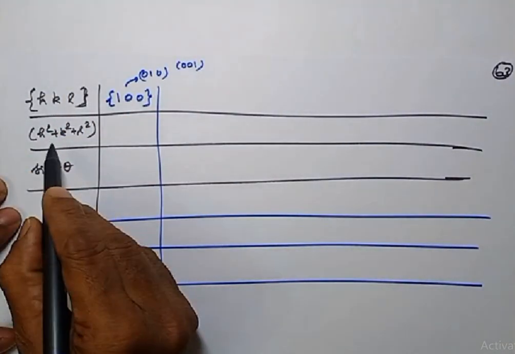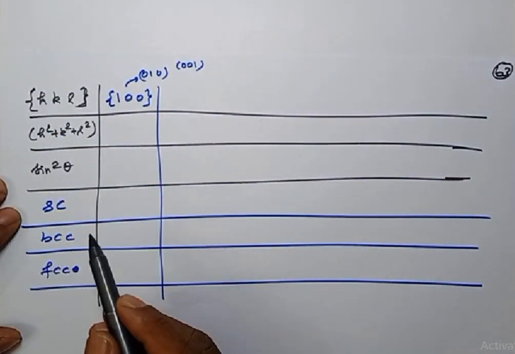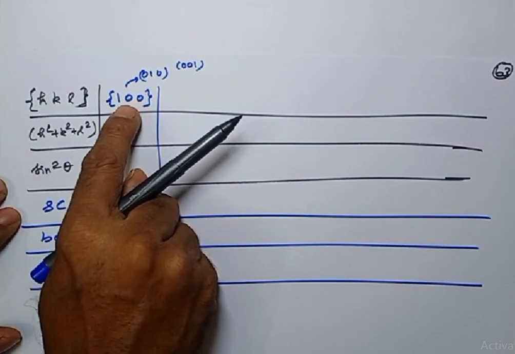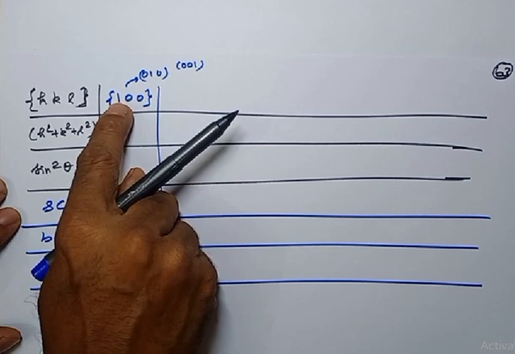Now what is the corresponding h square plus k square plus l square value? h value is 1, k and l values are 0. So if I take square, 1 square is 1. So I'll get 1.